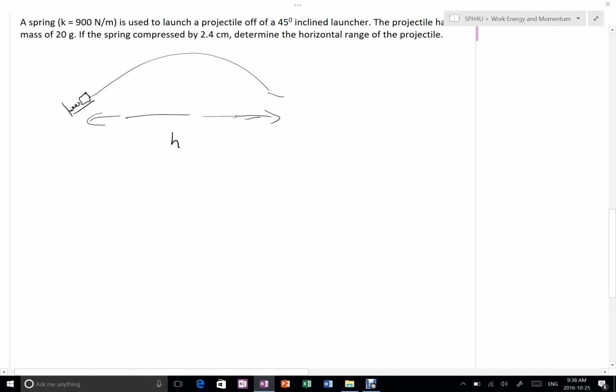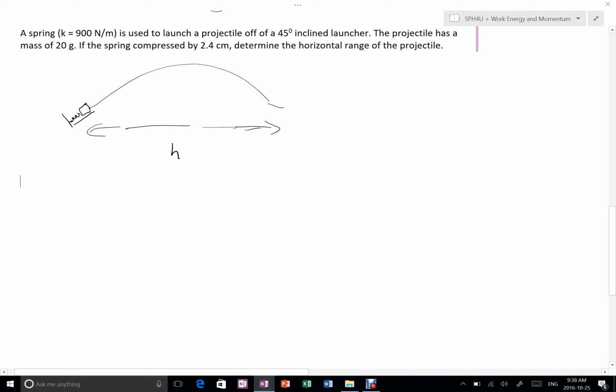Okay, so when we compress this spring, we are going to have elastic potential energy. That elastic potential energy will get converted when the spring is released into kinetic energy. That kinetic energy will give us an initial velocity. That initial velocity will allow us to predict the range of this projectile.